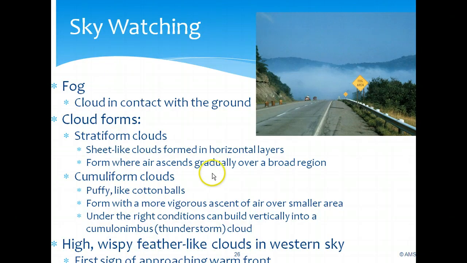Cumuliform clouds, which are the puffy like cotton balls that you can look up at the sky and see fairly often.